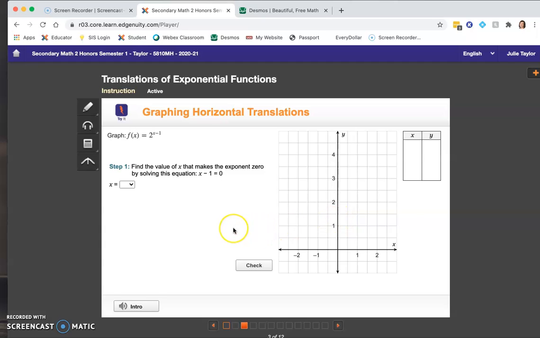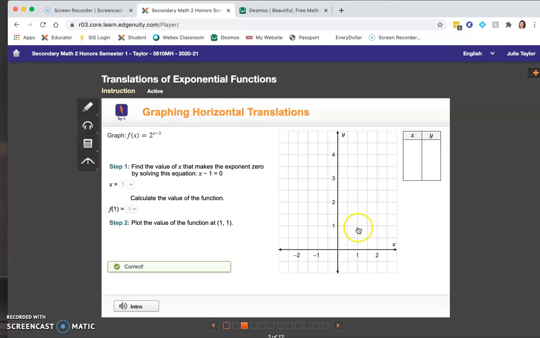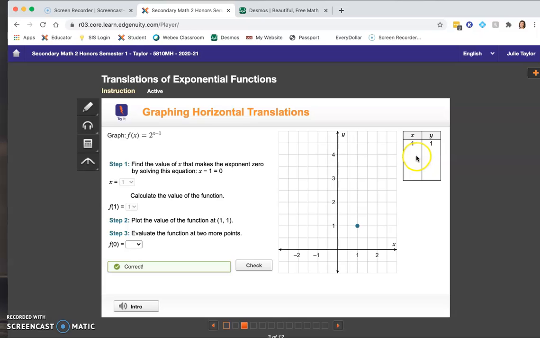I'm going to go through it pretty quickly because they do a pretty good job in your instruction of how to do it. But basically the first step is we're going to find the value of x that makes this equal to 0. So what makes this equal 0? Well, that would be x equals 1. And we can check that answer. Now we're going to calculate what f of 1 is. So we're going to substitute in 1 up here for x. So 1 minus 1 is 0. 2 to the 0 is 1. Anything to the 0 power is 1. So now we can plot this point, (1, 1), and it goes on our table as well.